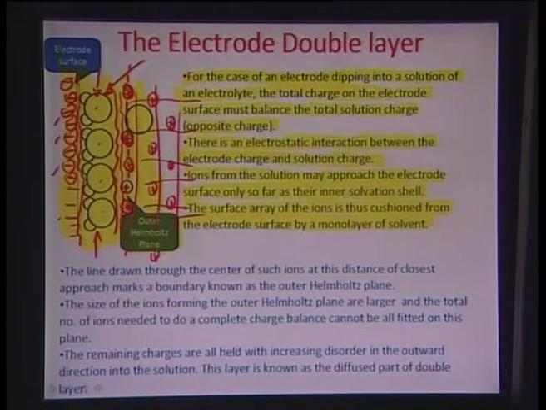Most of the electrolytes are immersed in aqueous-based solvents, so you have water as the carrying medium in most electrolytes. The line drawn through the center of such ions at this distance of closest approach marks a boundary. We call this the outer Helmholtz plane. And the other portion of the charge, the cancelling charge away from the electrode, is the bulk charge in the solution. The ions forming the outer Helmholtz plane are large, and the total number of ions needed to do a complete charge balance cannot be fitted on this one plane, so they have to go into the bulk.